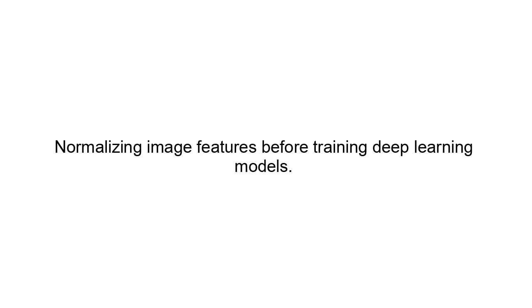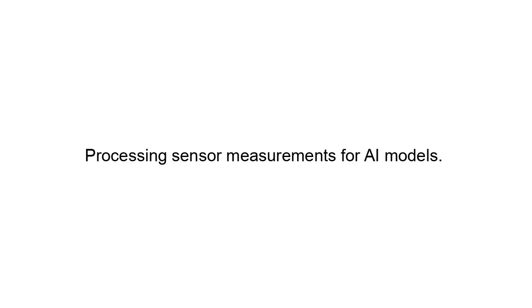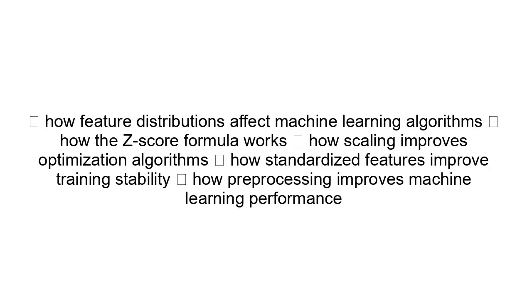Real-world applications. Standardization is widely used in AI systems. Finance: standardizing financial indicators for credit risk models. Healthcare: scaling patient data for disease prediction. Marketing: standardizing customer analytics data. Image processing: normalizing image features before training deep learning models. Robotics: processing sensor measurements for AI models.